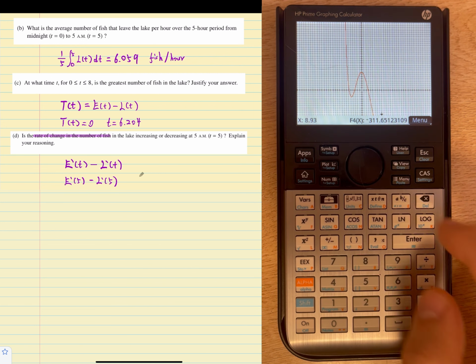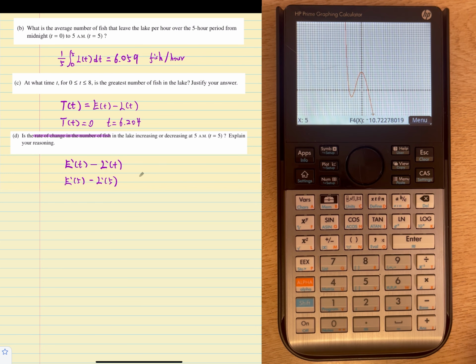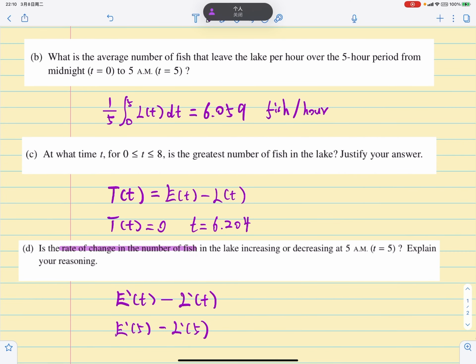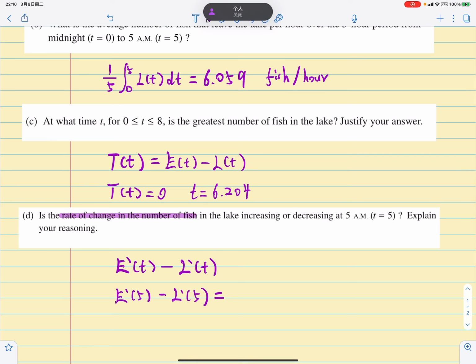So let's put our number at x equal to 5 into our question. According to the graphing calculator, the value is negative 10.723. So this one is smaller than 0. That means that the rate of change in the number of fish in the lake is decreasing. It should be like this one, so this is all concave down.